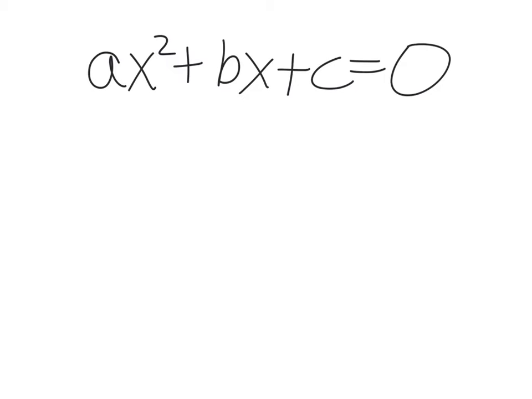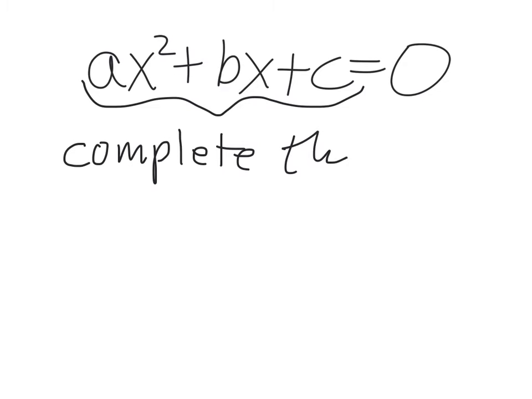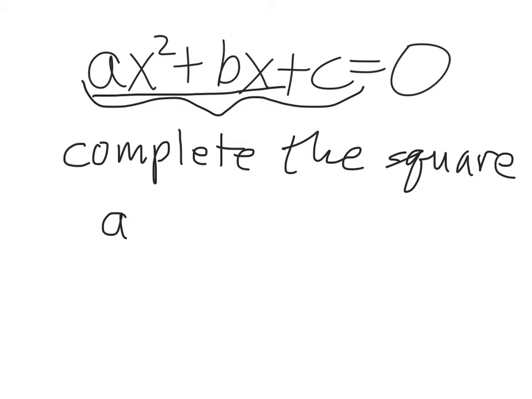To be able to use the square root procedure like we did in the previous problem, we've got to write this somehow as the square of a binomial. And that process is called completing the square. Now, for that to work, the coefficient of x squared needs to be 1. And we really only need to deal with the x squared part and the x part. So let's first move the c over to the other side.